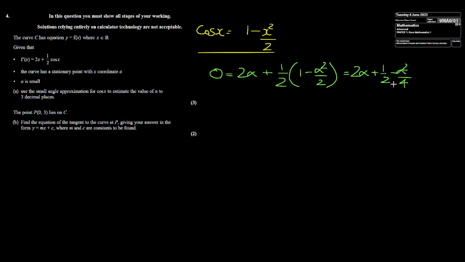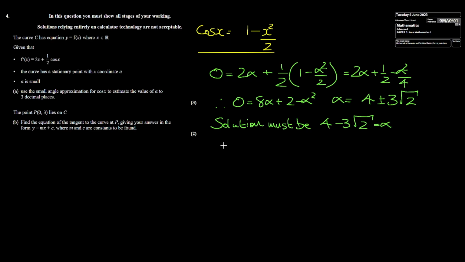To get rid of these denominators, multiply everything by 4. So therefore I can say that 0 is equal to 8 alpha plus 2 minus alpha squared. A quadratic in alpha, put that into a calculator, and we get that alpha is equal to 4 plus or minus 3 root 2. So this offers 2 solutions: 4 plus 3 root 2 and 4 minus 3 root 2. 4 plus 3 root 2 is not small, so 4 minus 3 root 2 can be the only solution we're looking for.